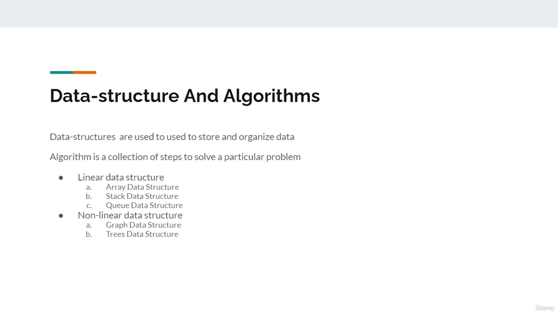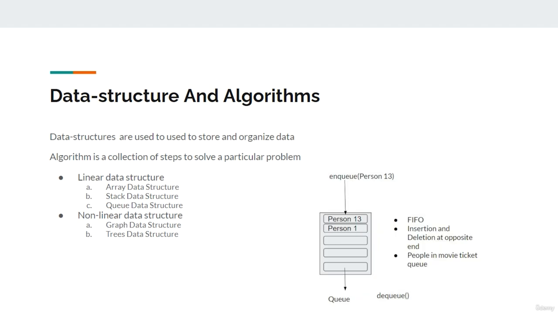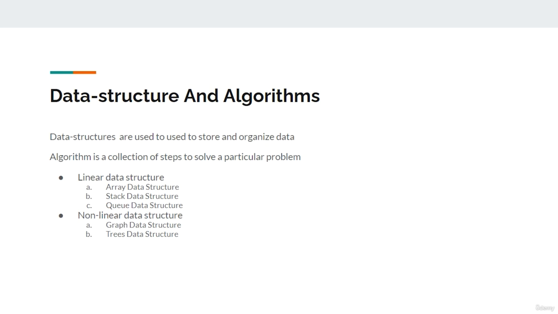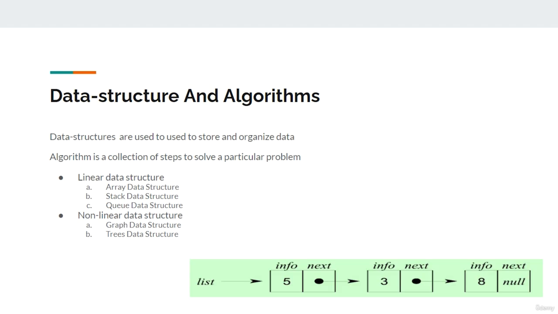Then we have queue. In a queue, the data is added at the first and removed from the last, which means the data stored in a queue at the last will be removed first. Now we also have a linked list. In a linked list data structure, the data elements are connected through a series of nodes, and each node stores the data and the address of the next element.